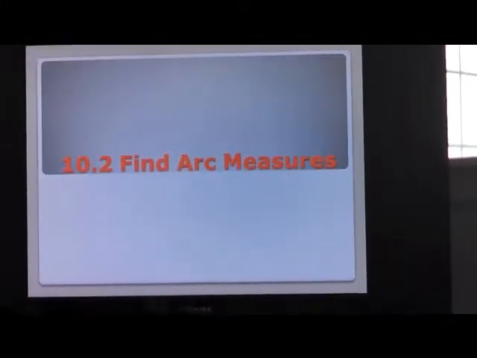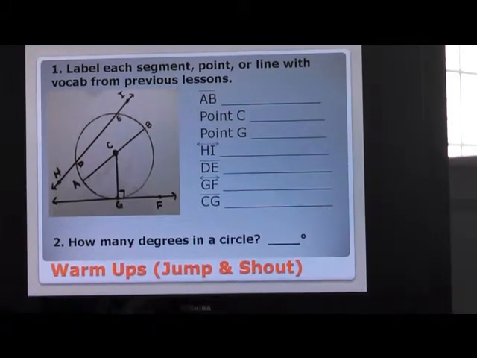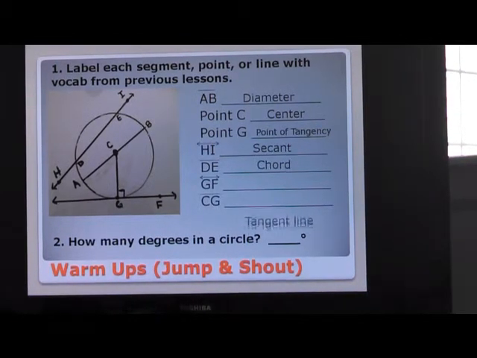Lesson is 10.2, Find Arc Measures. We're going to start with warm-ups. First, you're going to label each segment, point, or line with a vocab from previous lessons. And we know that there are 360 degrees in a circle.